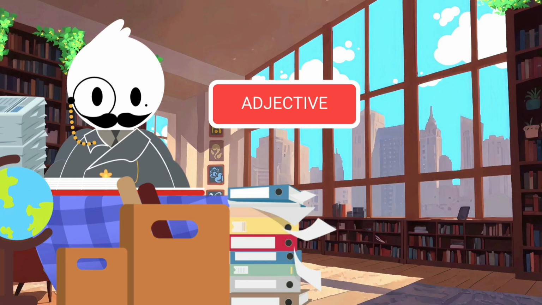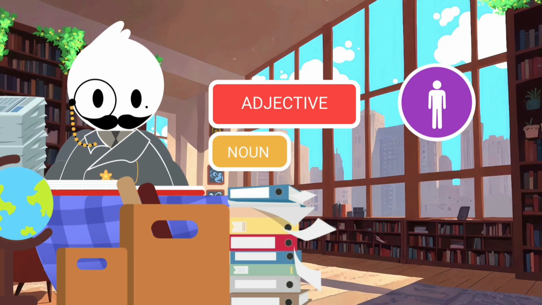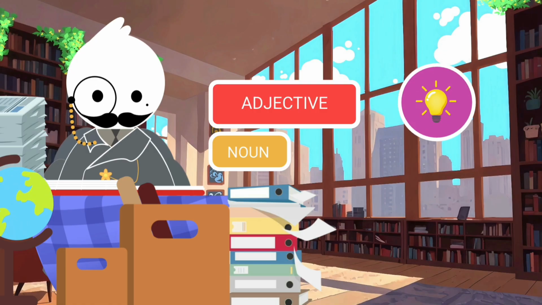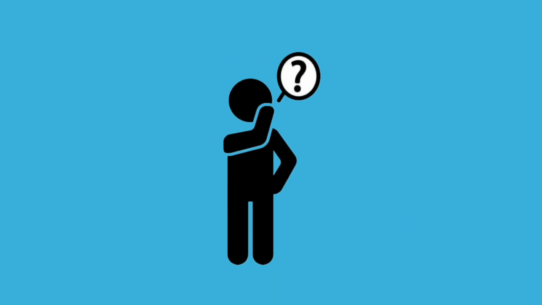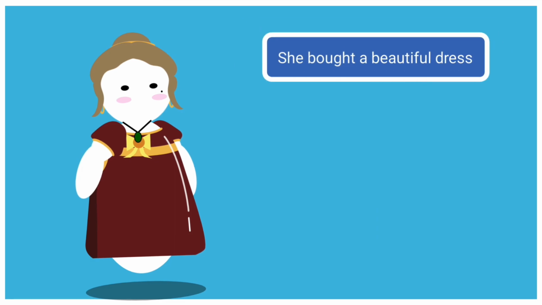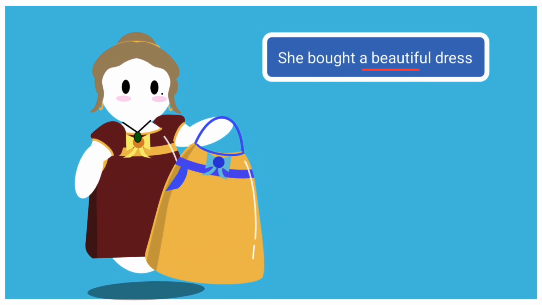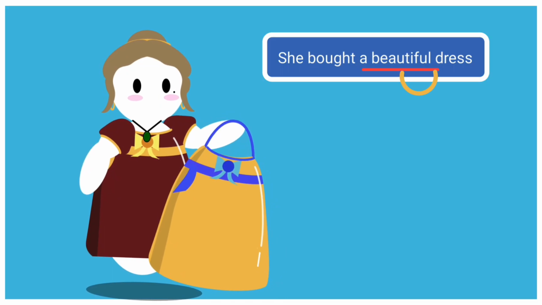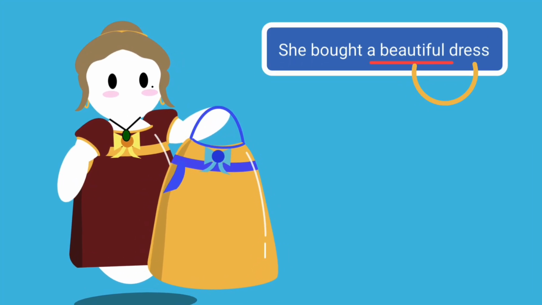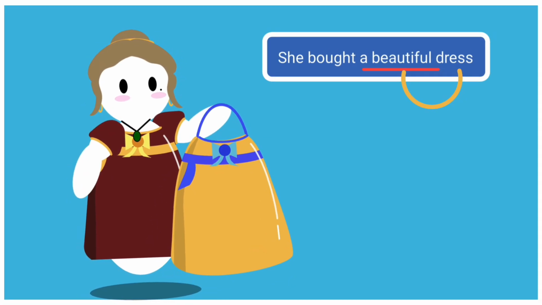An adjective is a word that describes a noun or gives information about a person, place, thing, or idea. Think of an adjective as a word that answers questions such as what kind, which one, what is it like? For example, in the sentence, she bought a beautiful dress. The word beautiful is an adjective because it describes the noun dress. So, whenever a word is giving information about a noun, an adjective is often the word doing the job.